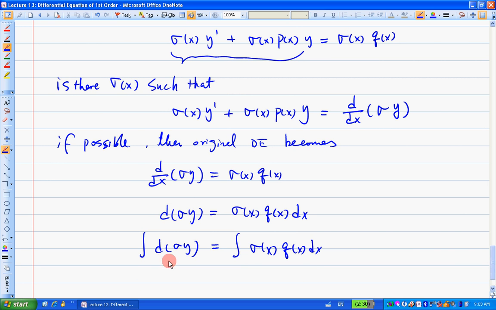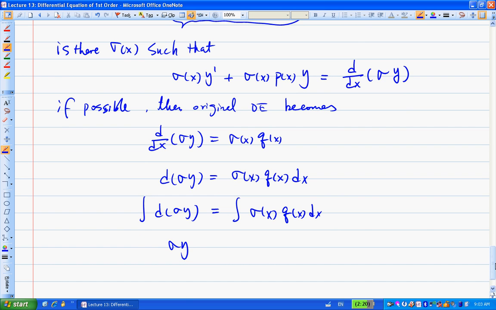Why can you integrate? Because you see the left side here. The integral of d of anything is just that anything. So this side is simply sigma y, and of course plus a constant, but that just illustrates the idea here. And the other side depends on what sigma f x is. You can do regular integrations.